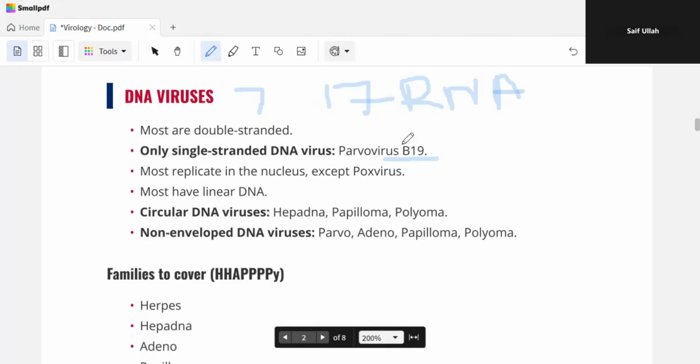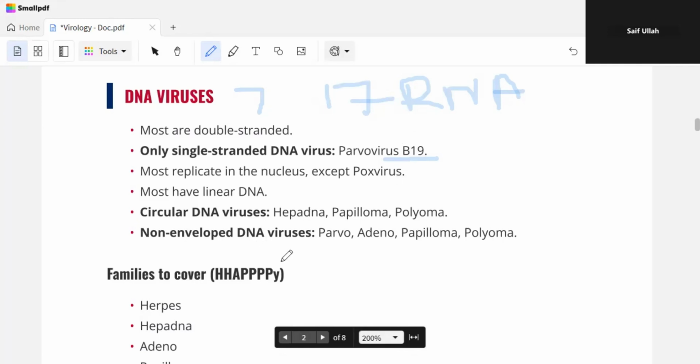Another thing, most of the DNA viruses are linear. Like we already discussed, the genome is either going to be linear or circular. Okay, so most are linear except for three families, that is hepadna, papilloma, and polyoma viruses. Another thing, most are enveloped except for four viruses that are parvo, adeno, papilloma, and polyoma. We're going to go over all of these one by one, and then this is going to make more sense than it is making now.